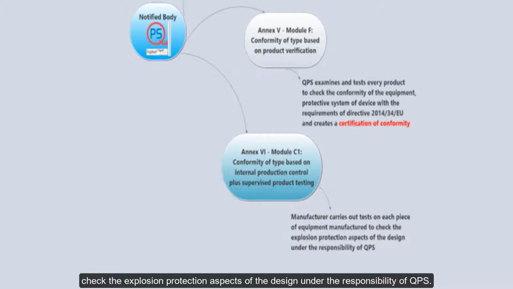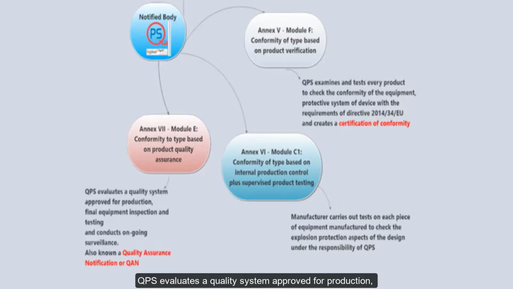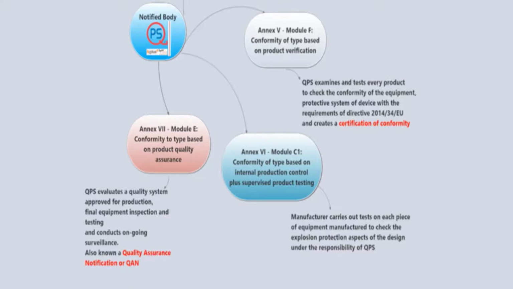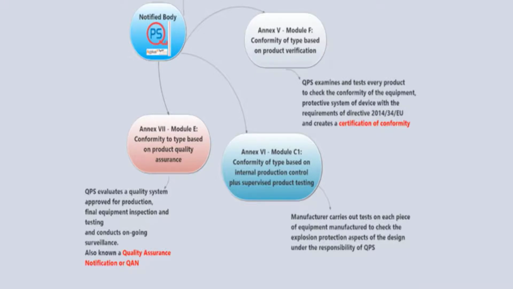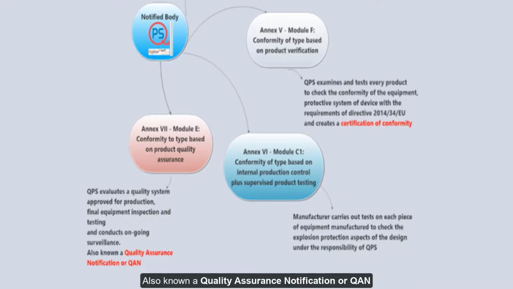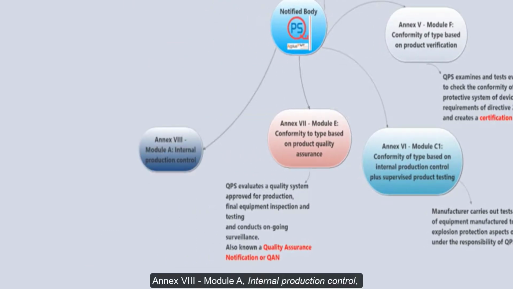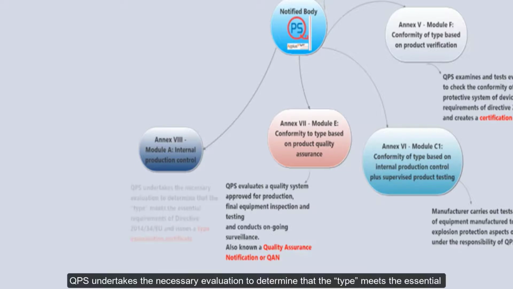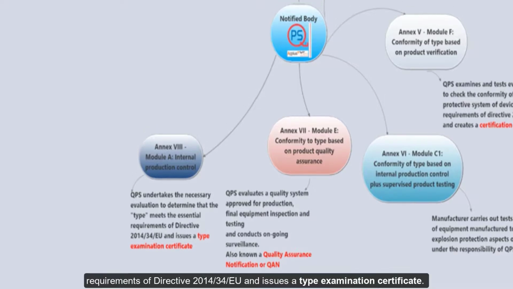under the responsibility of QPS. Annex 7, Module E, conformity to type based on product quality assurance: QPS evaluates the quality system approved for production, final equipment inspection and testing, and conducts ongoing surveillance, also known as Quality Assurance Notification or QAN. Annex 8, Module A, Internal Production Control: QPS undertakes the necessary evaluation to determine the type meets the essential requirements of the Directive 2014/34/EU and issues a type examination certificate.